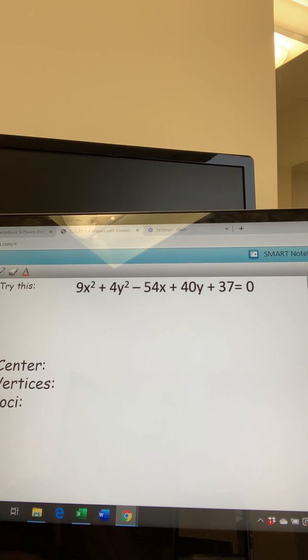Sorry, I don't have all of my materials here that I do in school, so I only have a couple of different colors, so it's not as pretty as we're used to, but that's okay, right? We deal with what we have. So I'm just writing out the problem.